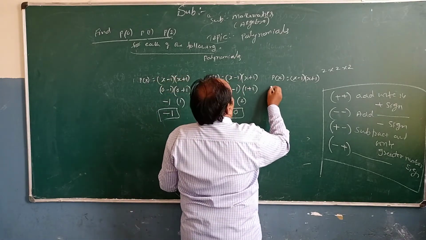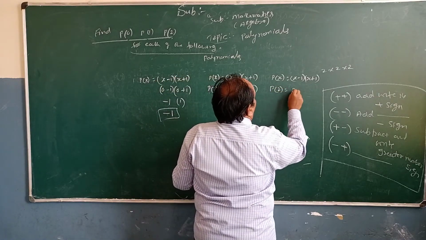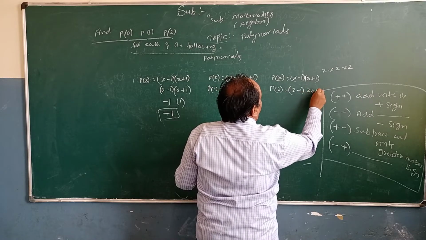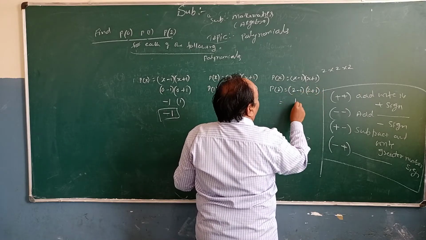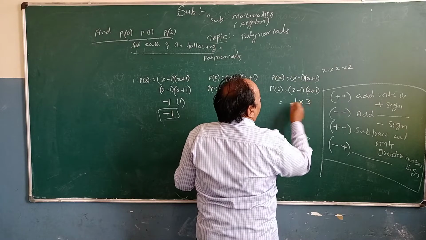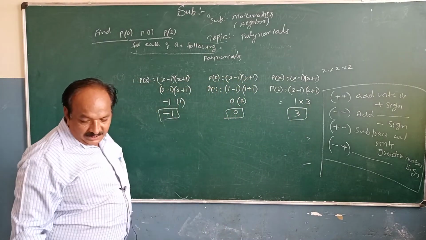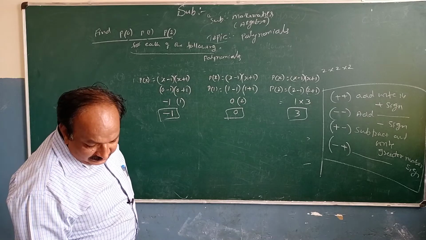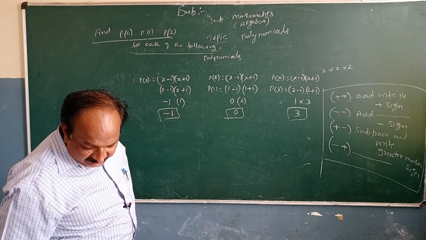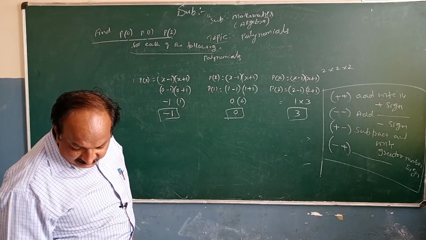Next one is P of 2. That is equal to 2 minus 1 into 2 plus 1. 2 minus 1 is 1. 2 plus 1 is 3. 3 ones are 3. Like this, we are going to solve some other problems based on this.